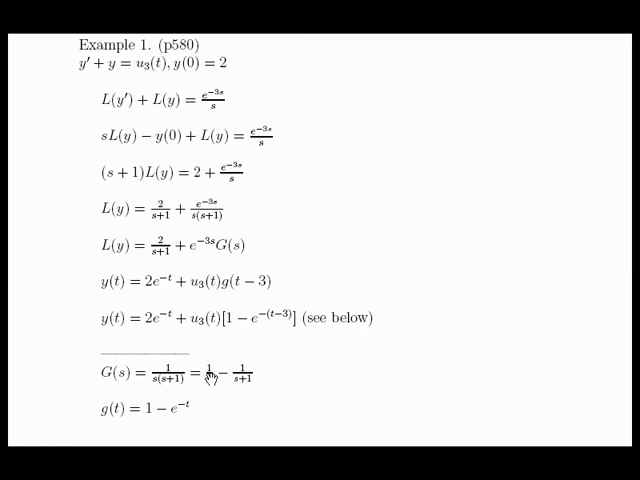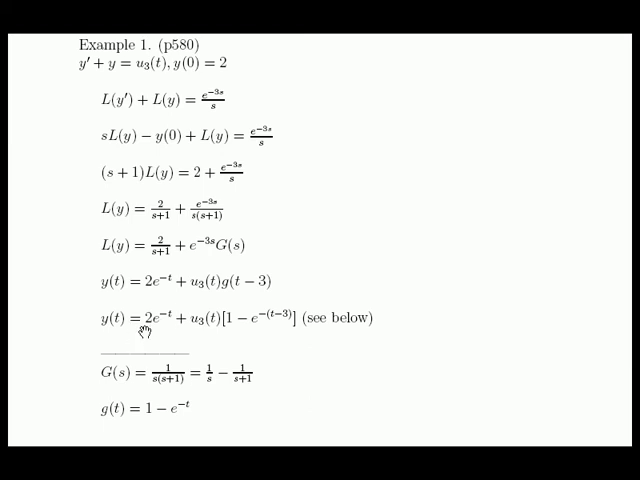And now we can do the inverse transform of those. That's 1 over s minus 0, so the inverse transform is e to the 0t. That a is minus 1 there, so the inverse transform is e to the minus t. So little g is 1 minus e to the minus t, so this just becomes 1 minus e to the minus (t minus 3). So everywhere you have a t here, you just replace that with t minus 3, and you're done.